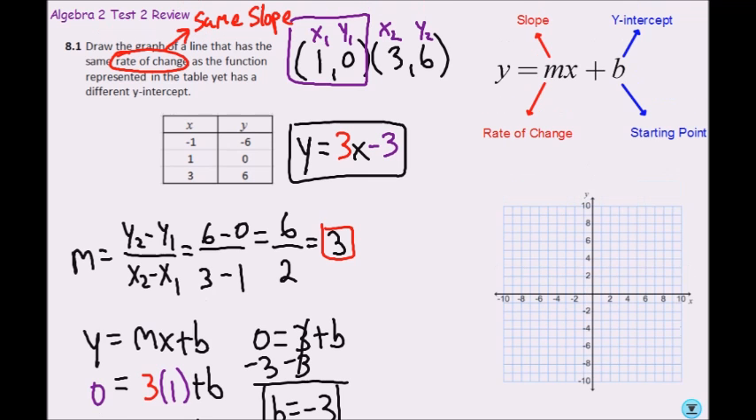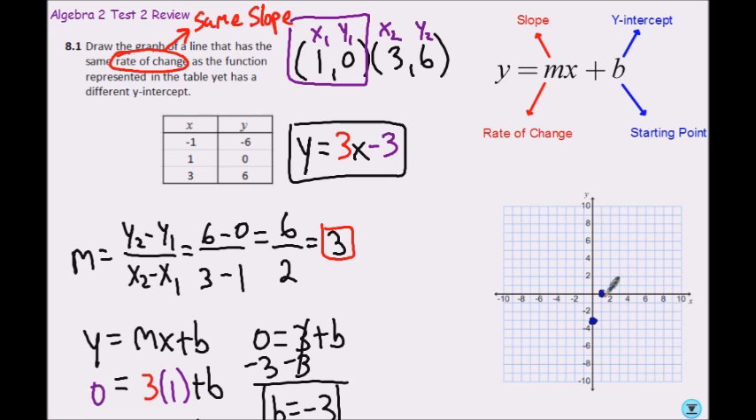Let's scroll back up. And again, let's make sure we understand what this is saying. This is saying that this line starts at negative 3 and goes up by 3 each time. Right? So let's graph that. We know how to graph. So it starts at negative 3 and then it goes up by 3. So 1, 2, 3 over 1.